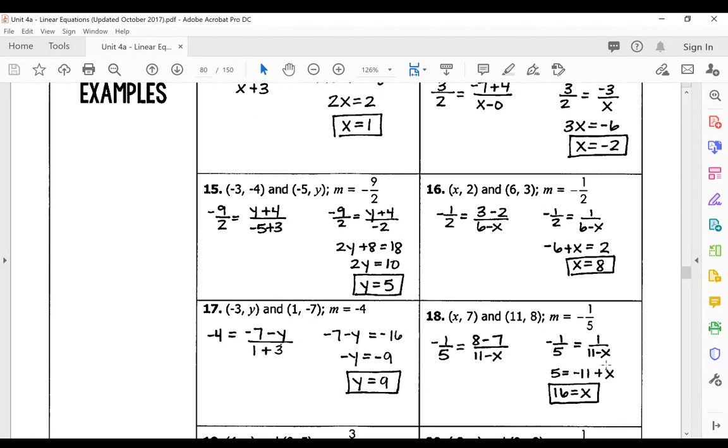The goal, remember, is to always get x by itself, even if x is on the right side of my equal sign. I need to get rid of a minus 11, so I add 11 to each side. That gives me 16 equals x. It looks like we have 2 more if you want to practice one more time.